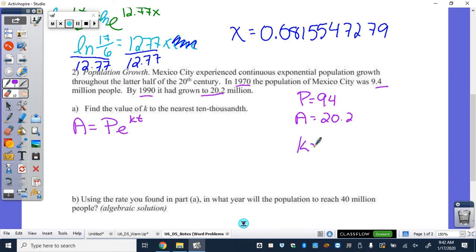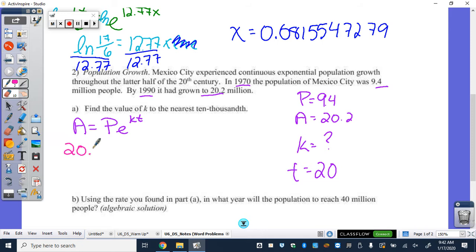That's what K is. Yep, we're trying to figure out our rate, which is the letter K in this problem. T, how much time has gone by between 1970 and 1990? 20 years. So our T is going to be a 20. So those are the numbers we know. Let's go over here and plug them into our equation.